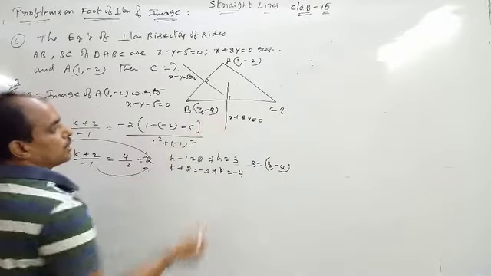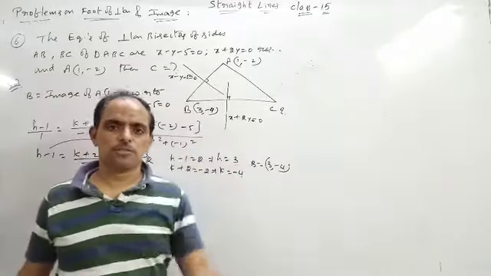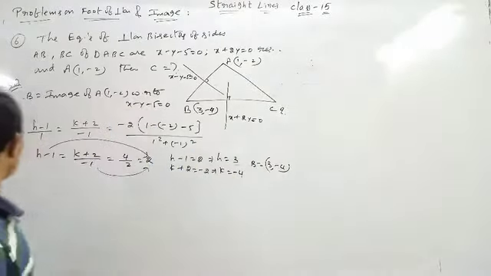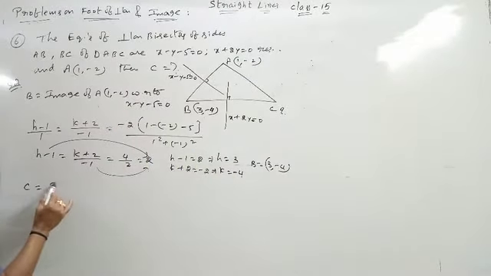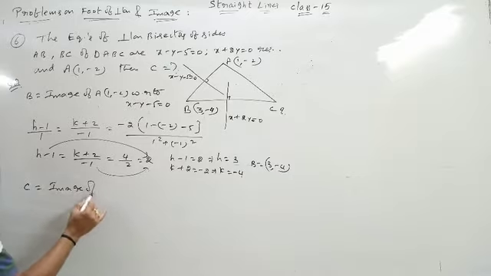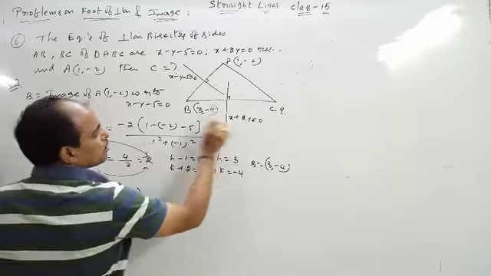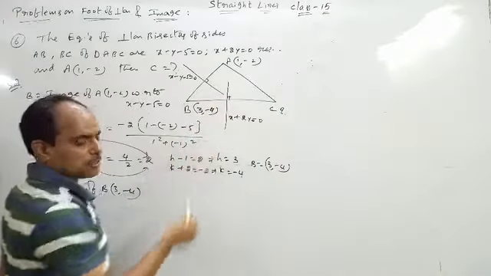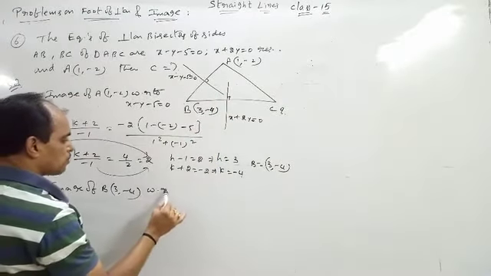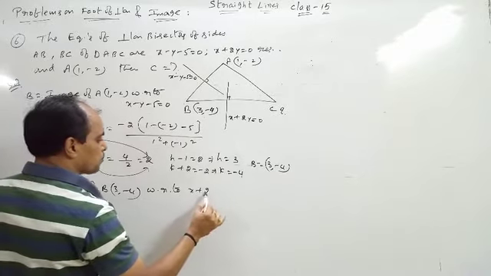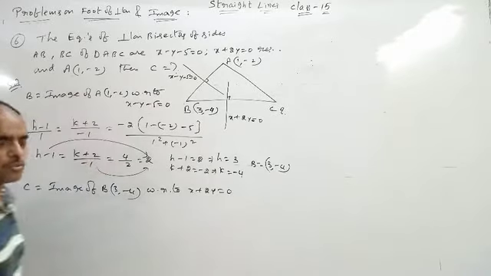If this is wrong, automatically C also will come wrong. So we have to do carefully. Now C is equal to image of B (3 comma minus 4). C is equal to image of this point with respect to this line, with respect to x plus 2y is equal to 0.